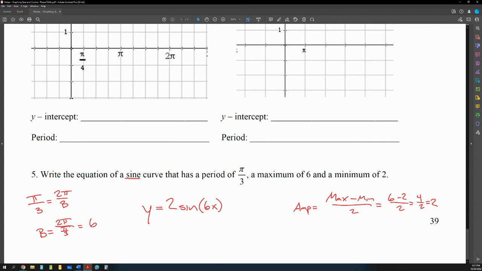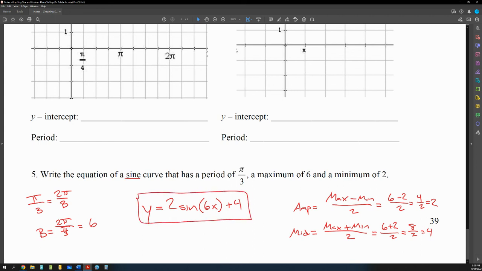Okay? Our midline is going to be equal to the average of the max and min. So if we take max plus min, and we divide them by 2, that's going to give us our midline. So 6 plus 2 over 2 is 8 over 2, or 4. So our midline, or our vertical shift, is going to be up 4 units, and this satisfies all the criteria. You can double check your max and min by taking your 2 and adding it and subtracting it from our midline, and that's going to tell us our max and min. Okay?